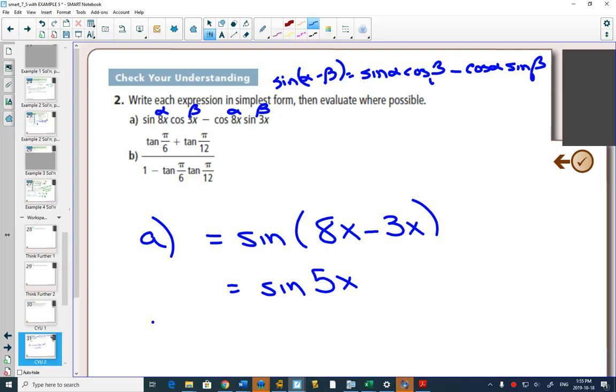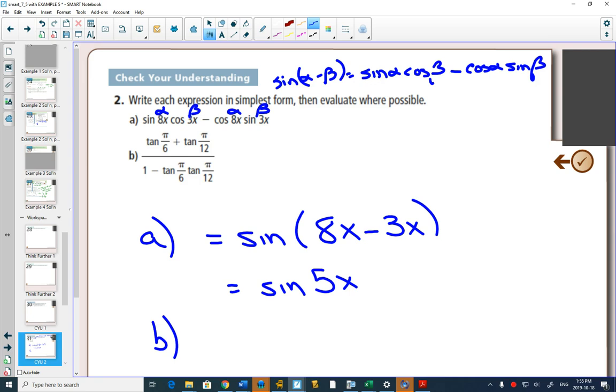In part B, it says evaluate where possible. This would be a non-calculator question. Looking at the question initially, pi over 6 is on your pi plate, but pi over 12 is not. So you could evaluate pi over 6, but you couldn't evaluate pi over 12. However, looking at this further, we see a whole bunch of tans in a fraction. So that should trigger you to say, I should check my tan formula.